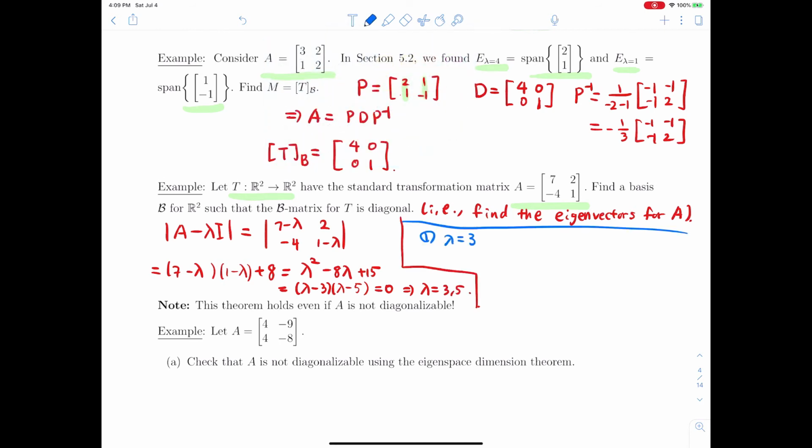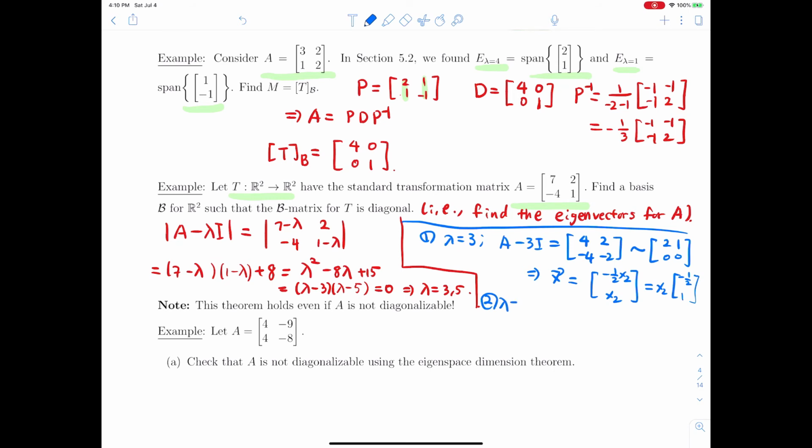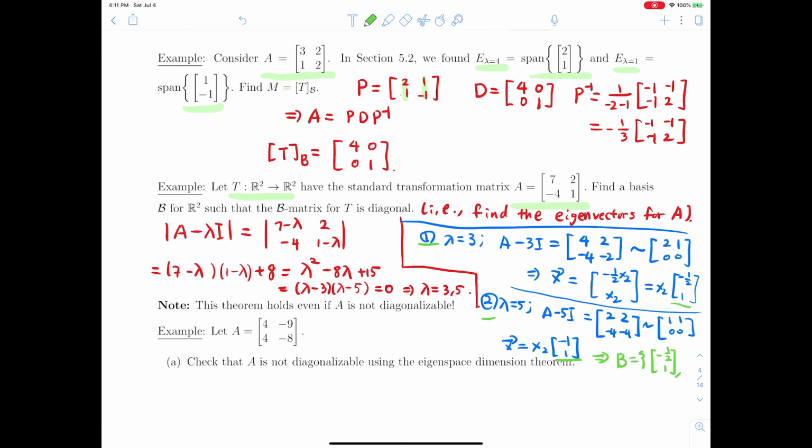When lambda is 3, the eigenvectors correspond to the spanning set of the null space of A minus 3I. This equals 4, 2, negative 4, negative 2, which is row equivalent to 2, 1, 0, 0. From here, we get the solution set x equals negative 1/2 x2 and x2, or x2 times negative 1/2, 1. For lambda equals 5, A minus 5I equals 2, 2, negative 4, negative 4, which is row equivalent to 1, 1, 0, 0. So you get the solution set x2 times negative 1 and 1. From these two, we get two eigenvectors, so the basis that we're looking for is B, given by negative 1/2, 1 and negative 1, 1.